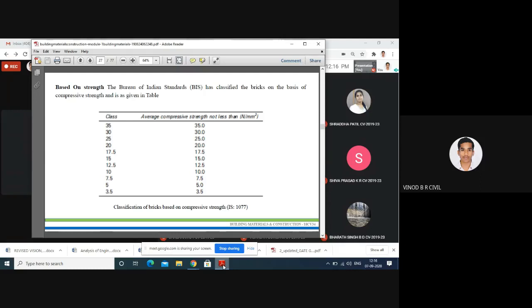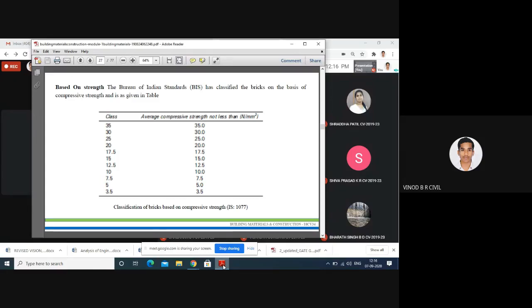Based on strength, the Bureau of Indian Standards, that is the BIS, has classified the bricks on the basis of compression strength, and it has given a table. That is, class 35, the compression strength is 35 Newton per mm square, and the next 30 is 30 Newton per mm square, and 20 is 20 Newton per mm square, and 10 is 10 Newton per mm square, and 3.5 is 3.5 Newton per mm square.